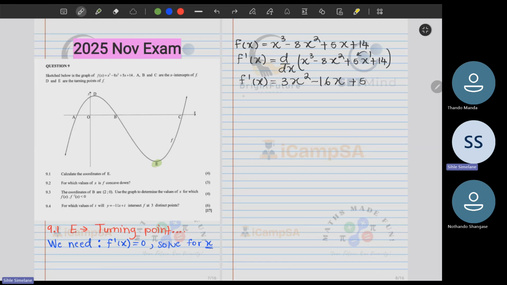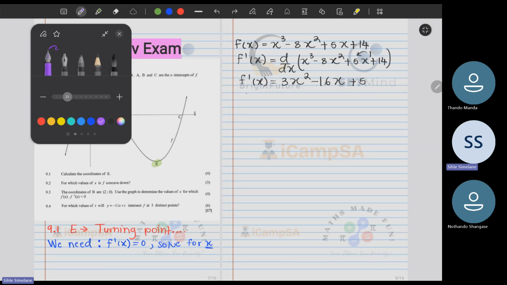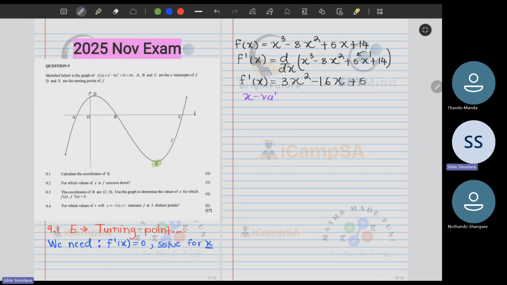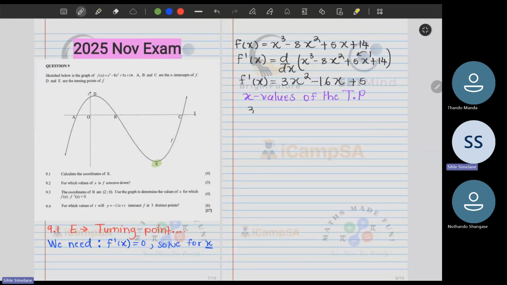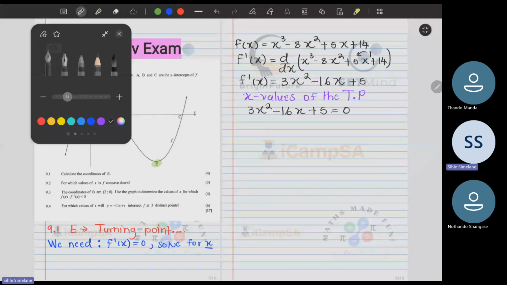So now that we have this, we are going to go and equate it to 0. And what we are looking for now is the x values of the turning point. Let's call it the TP. Okay. So we are just going to equate this to 0. So we are going to have 3x squared minus 16x plus 5. This should be 0. And guess what? We are looking for x here.